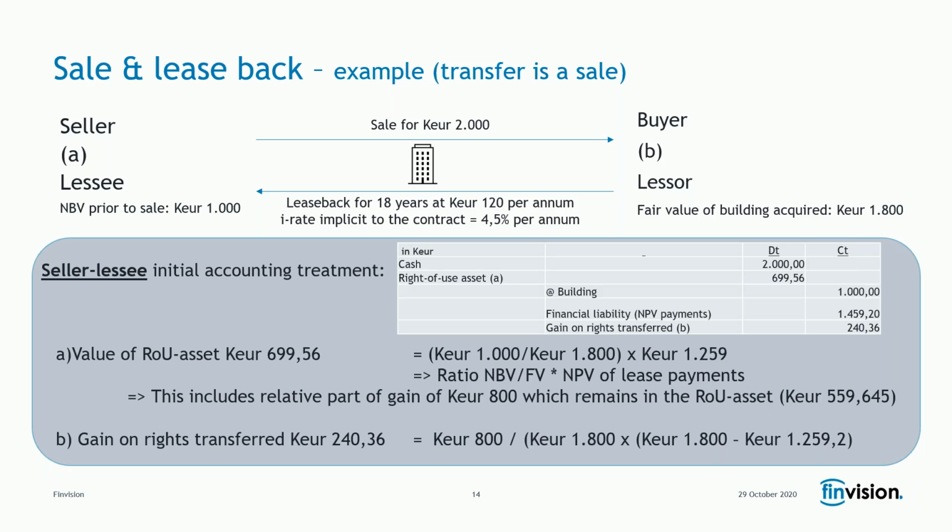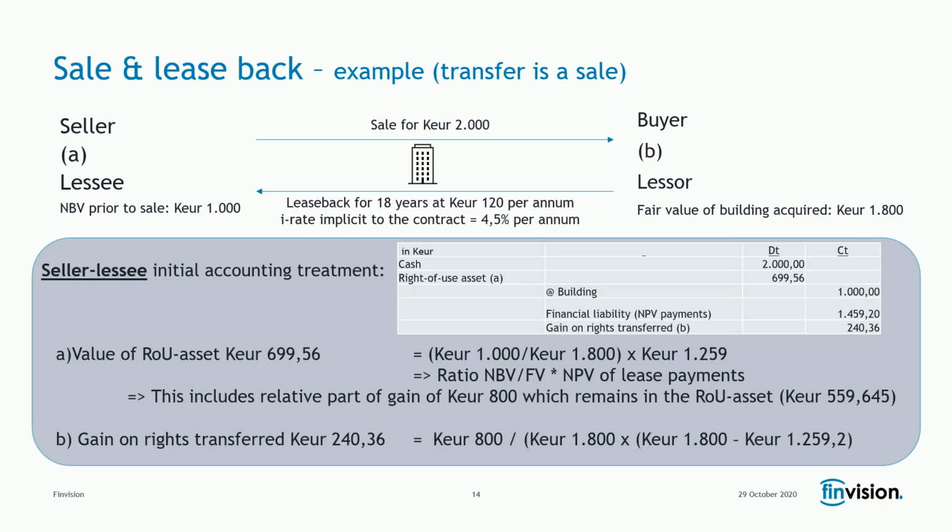Here in the example, we will first look at the seller lessee's initial accounting treatment. The seller lessee will receive 2 million euros for the sale of the building. It will recognize a right of use asset of nearly 700k. I will explain how we come to that amount later on. On the one side, the building which was in the books for 1 million euro will be booked out. A financial liability will be shown, which is the net present value of the future lease payments, and also a gain on the rights transferred, so a gain on the building sold.